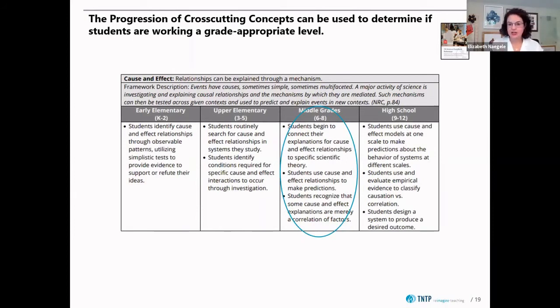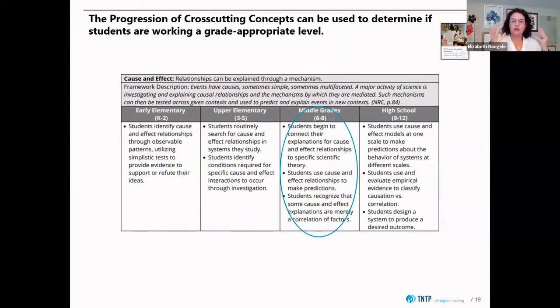So for cause and effect in grades 6 through 8, kids should begin connecting their explanations to specific scientific theory and use those relationships to make predictions. In the video we watched, we heard that kids were identifying the effects and they were wondering about the causes. Since this is the first day of this unit, students, I think, are actually not yet demonstrating this cross-cutting concept at the full demand of the grade band because they are not using that specific scientific theory to back up the cause of the effect that they're seeing. They do have an opportunity, though.